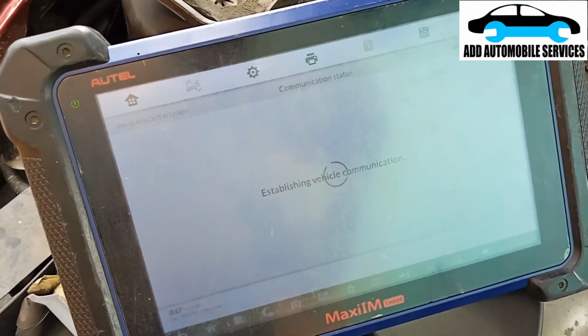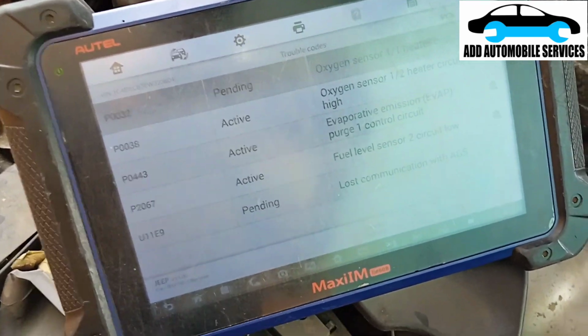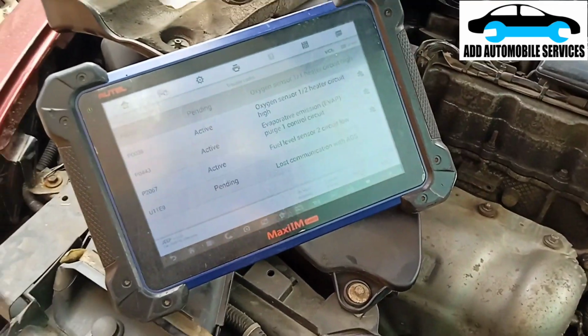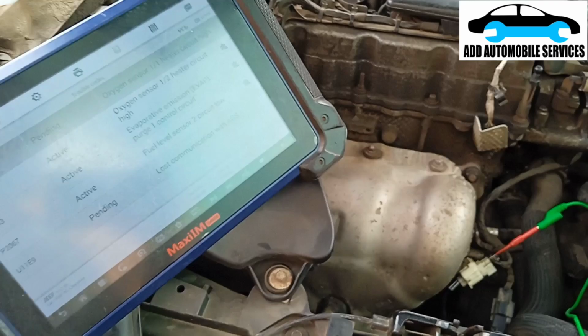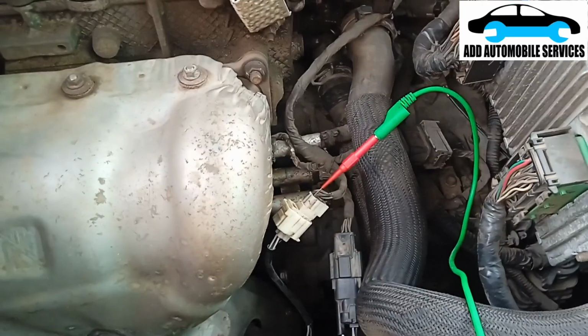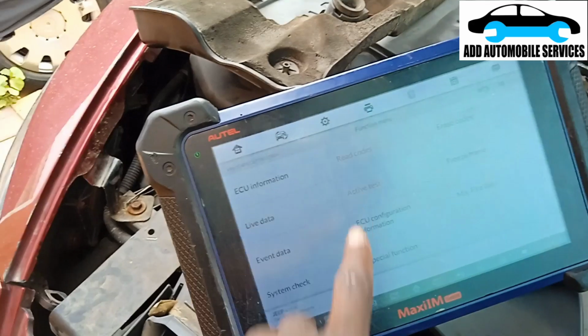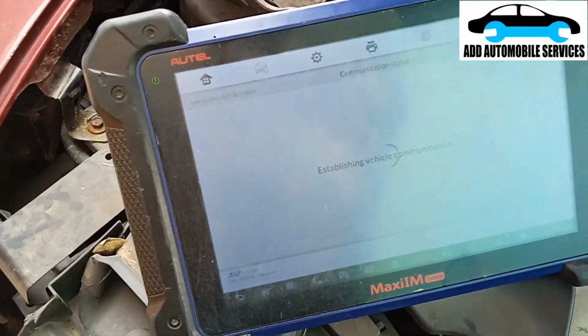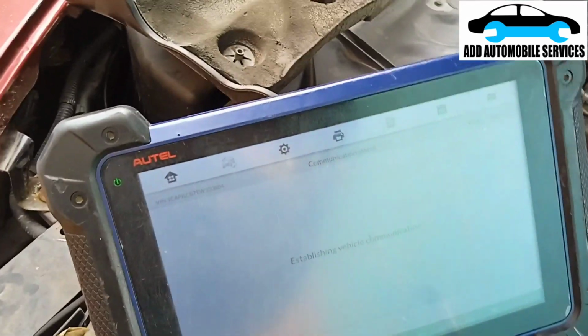The moment they go to stored, that means it is seeing the oxygen sensor. So I have to recycle. Now I've cycled the ignition, I've pushed the pin in properly. Let me see if it will go to stored. If it goes to stored, then that means it is lacking ground.